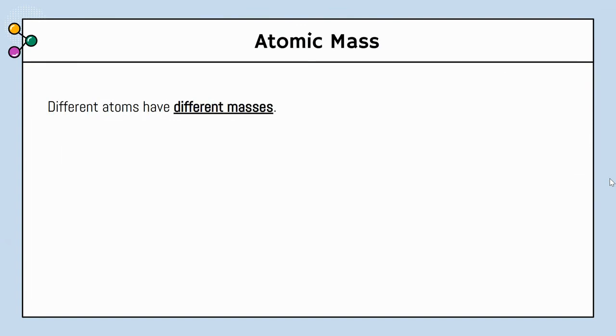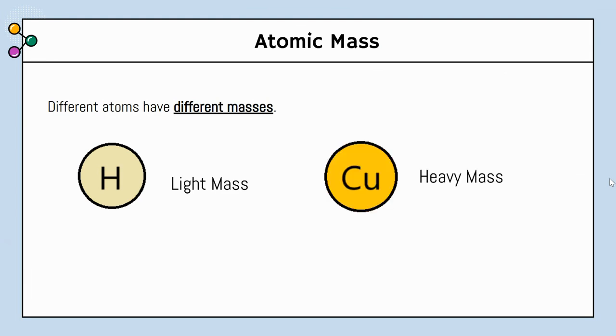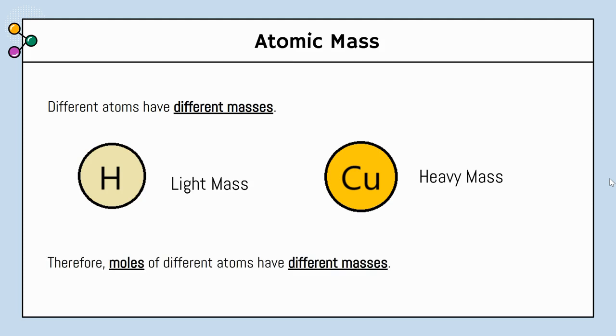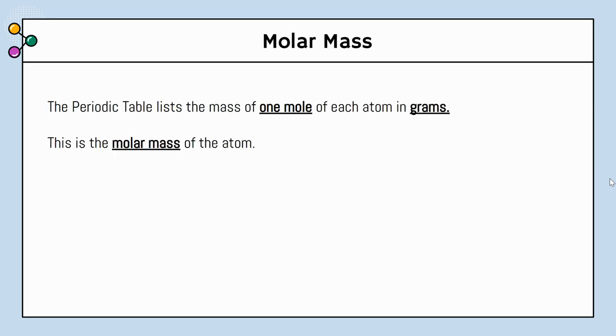Different atoms have different masses because they have different amounts of protons, neutrons, and electrons. If we look at something like hydrogen, hydrogen has a very light mass, whereas copper has a very heavy mass. Because different atoms have different masses, moles of those different atoms will have different masses as well. This might make a little more sense by looking at an example.